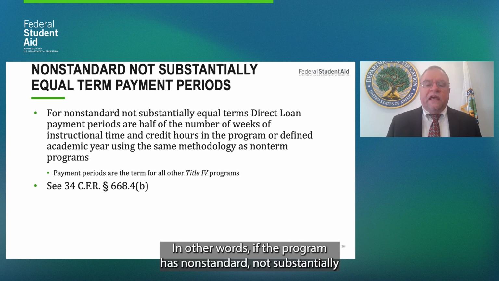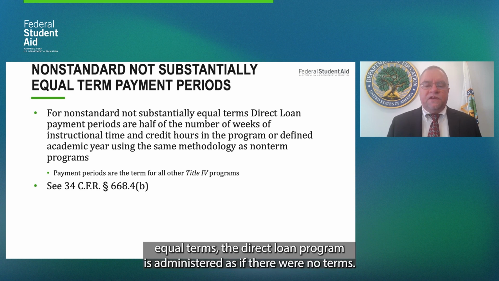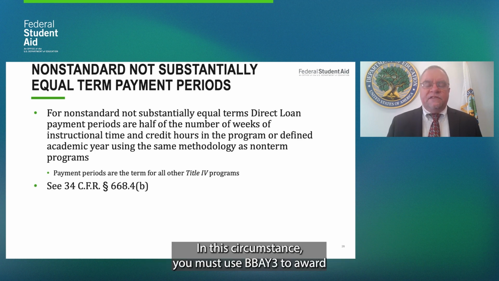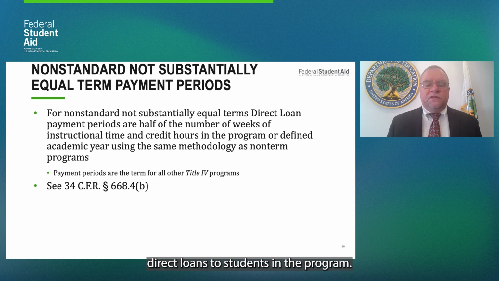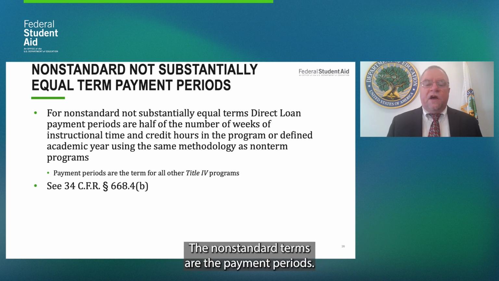In other words, if the program has non-standard, not substantially equal terms, the direct loan program is administered as if there were no terms. In this circumstance, you must use BBAY 3 to award direct loans to students in the program. For all other Title IV programs, the non-standard terms are the payment periods.